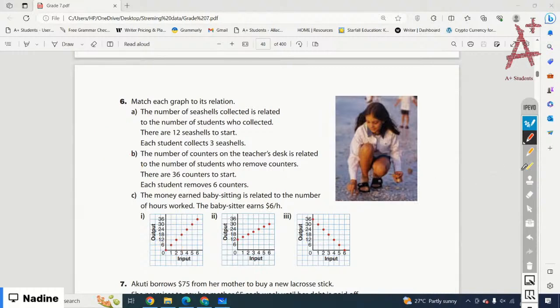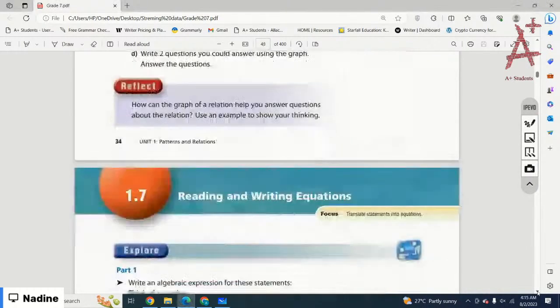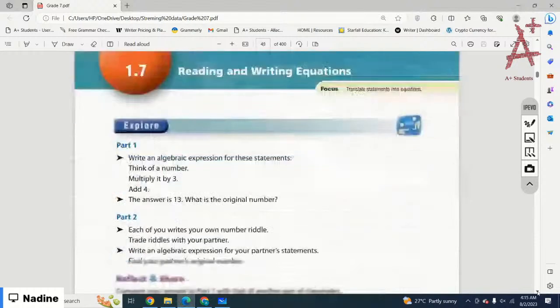Okay, you can complete the rest of the questions by yourself later today. Let me just move on to the next lesson. The next one is reading and writing equations. So let's just start with the lesson.